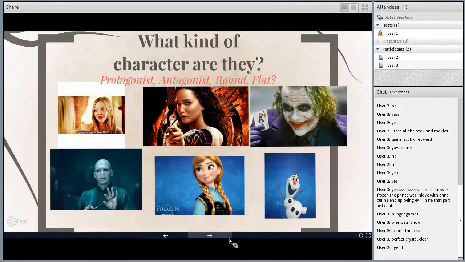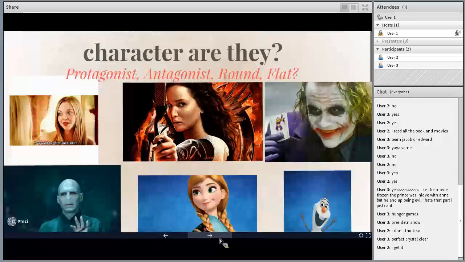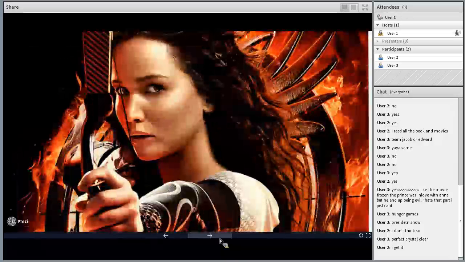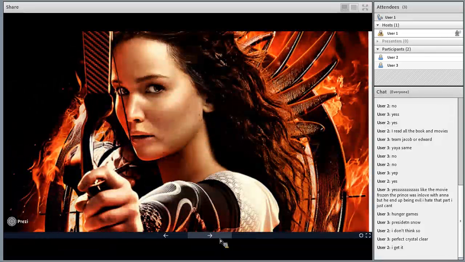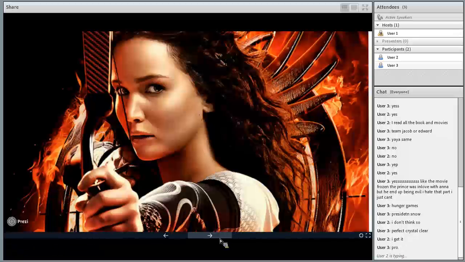So let's look at these characters and see if they're either going to be a protagonist, antagonist, round, or flat. What kind of character is this? This is Katniss Everdeen from Hunger Games, so we kind of touched on this. What kind of character would she be? Brandon says pro. What about Kaylee?